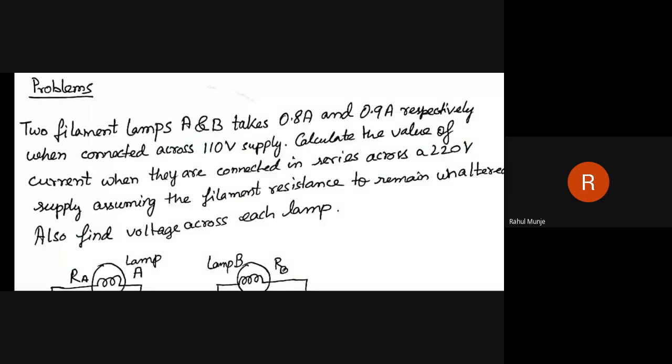First, calculate the resistance of lamp A, then the resistance of lamp B, with the first statement only. Tell me the value of resistance of A and resistance of B, RB. Ma'am, the value of RA is 137.5 ohm and RB is 122.2 ohm. Absolutely correct. Everyone is getting the value of RA and RB.